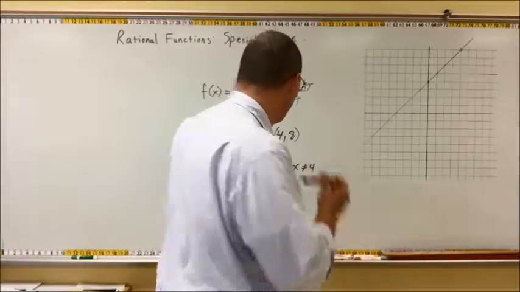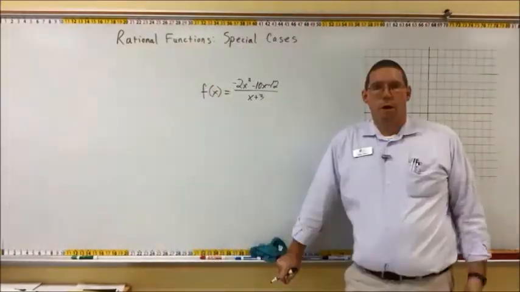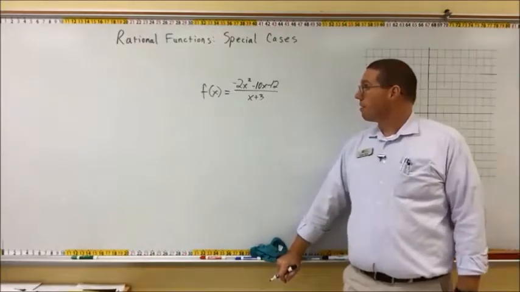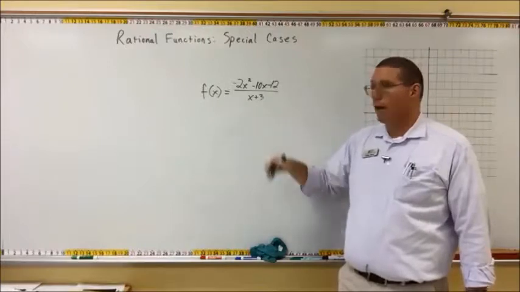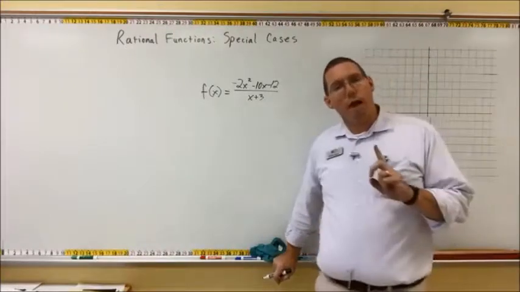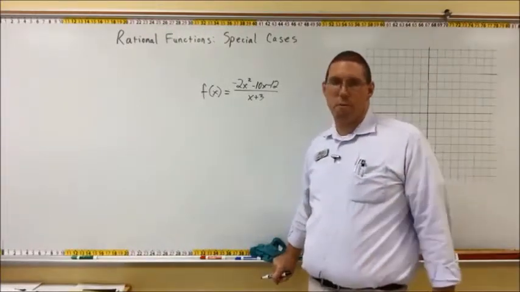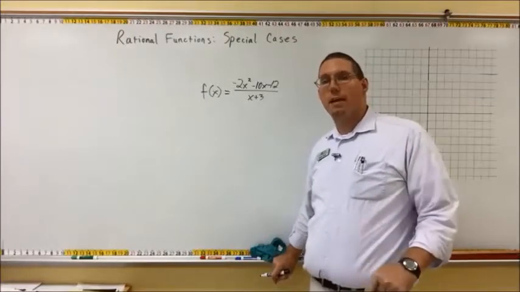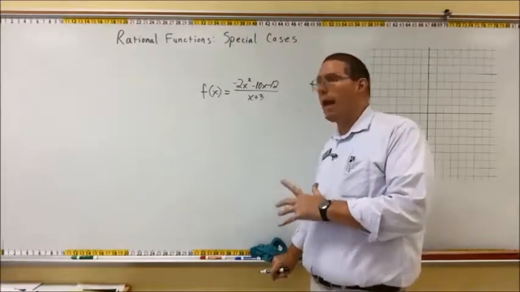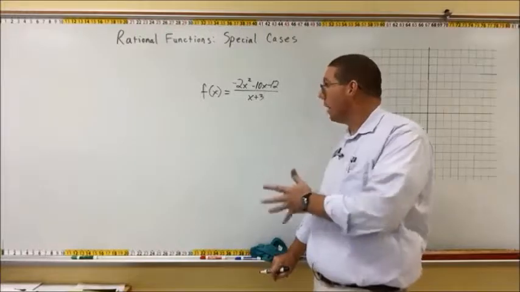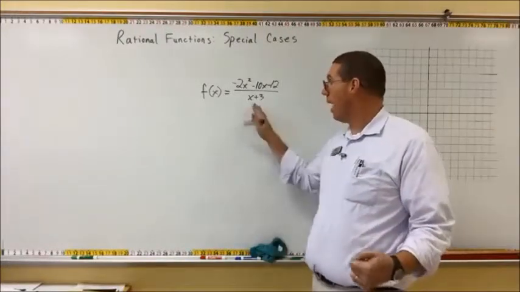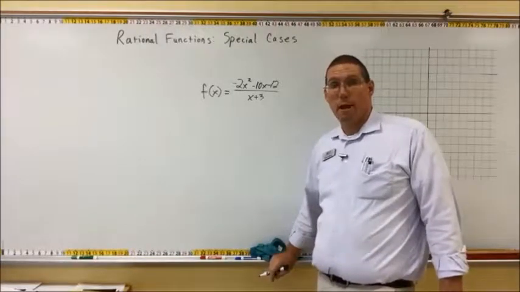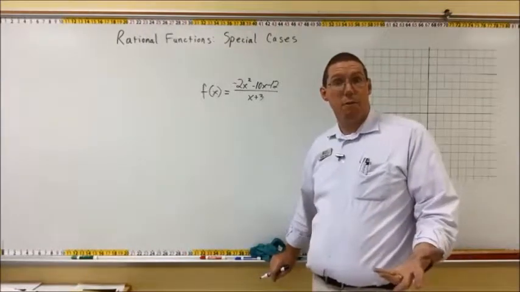All right, let's do another one just like this. Here we've got f of x is equal to negative 2x squared minus 10x minus 12 over x plus 3. Now, if you're not careful about solving this problem, you may think that this function has a slant asymptote and that it has a vertical asymptote at -3. And that would be a mistake if you did that.